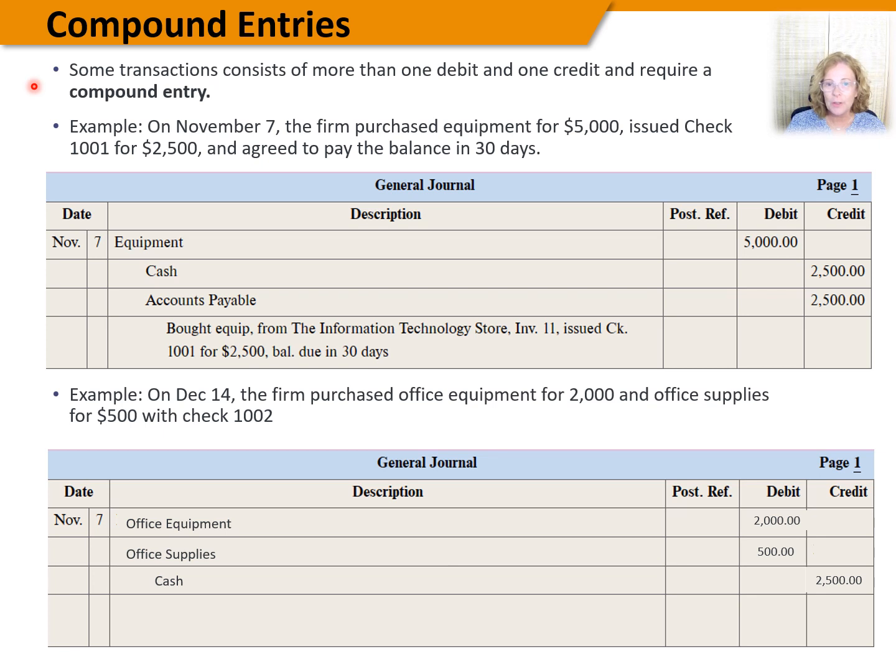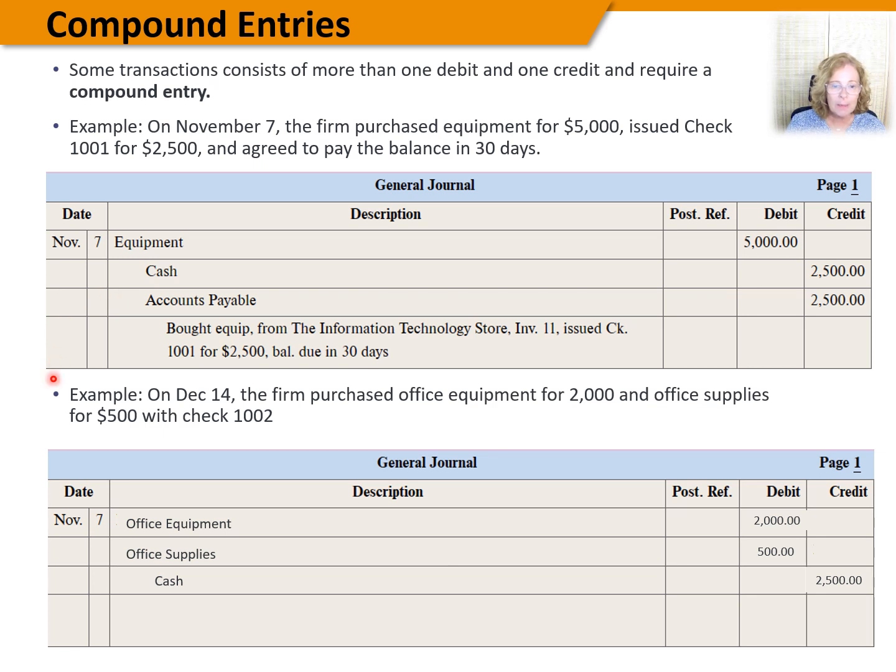Some transactions consist of more than one debit and one credit and require compound entry. So for instance, on November 7th, the firm purchased equipment for $5,000, issued check 1001 for $2,500, and agreed to pay the balance in 30 days. The journal entry debits equipment for $5,000 and then credits cash for $2,500 and credits accounts payable for $2,500.